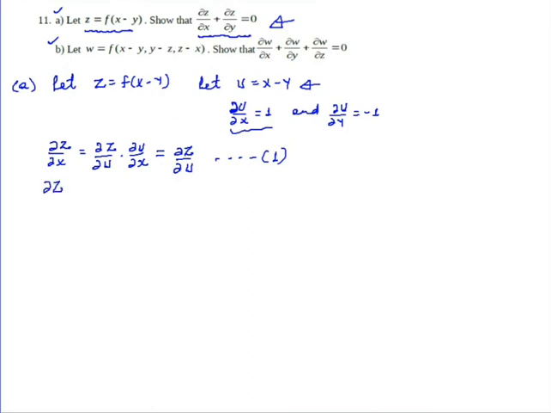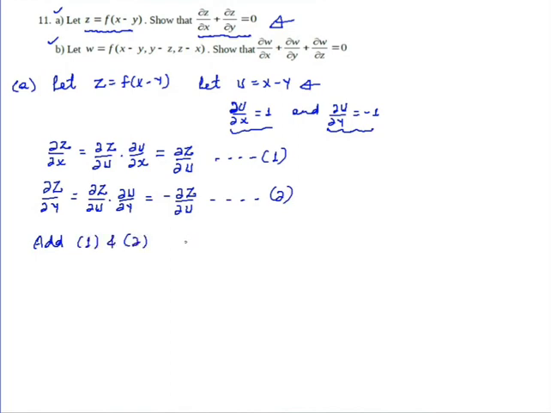Similarly, let's work out the partial derivative of z with respect to y. The partial derivative of z with respect to y is the partial derivative of z with respect to u times u with respect to y, applying the chain rule. Since the partial derivative of u with respect to y is minus 1, this equation becomes the negative of the partial derivative of z with respect to u. So say this is equation 2. Adding equations 1 and 2, we obtain the required equation.